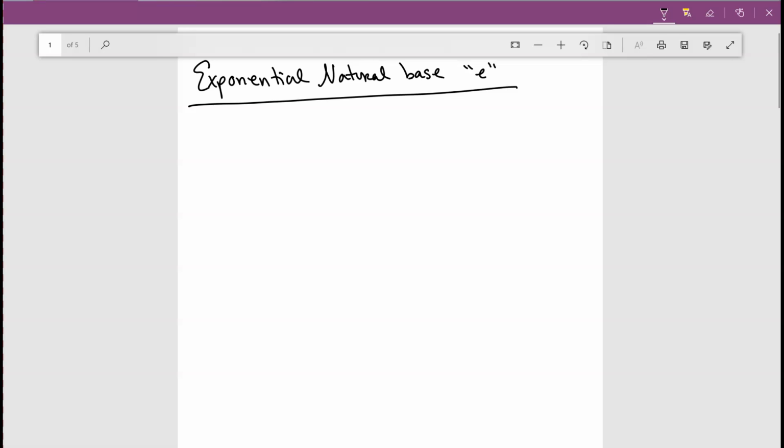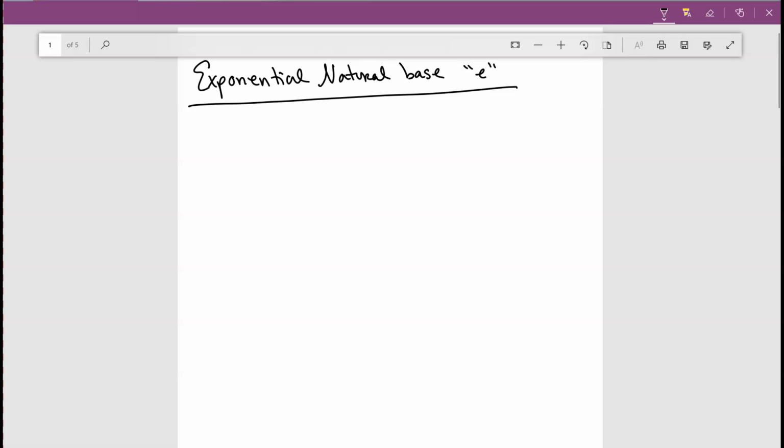One of the things that you're going to encounter a lot in this class is the natural exponential base e. So what exactly is e? e tends to appear a lot in areas in biology and in business.